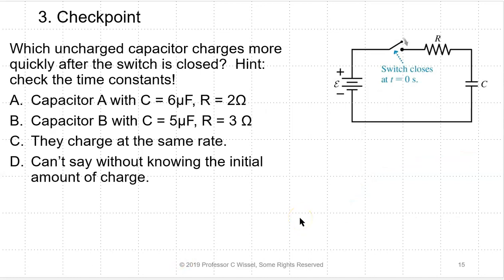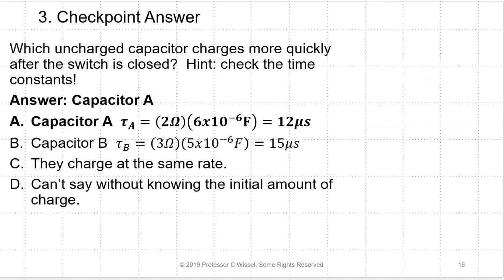Which uncharged capacitor charges more quickly after the switch is closed? Hint, check the time constant. Capacitor A with a capacitance of 6 microfarads, a resistance of 2 ohms. Capacitor B with a capacitance of 5 microfarads and a resistance of 3 ohms. Well, time constant is RC. So we compare the two. Tau A is 2 ohms times 6 times 10 to the minus 6 farads, or 12 microseconds. Capacitor B is 3 ohms times 5 times 10 to the minus 6 farads. That is 15 microseconds. So capacitor A will charge more quickly.